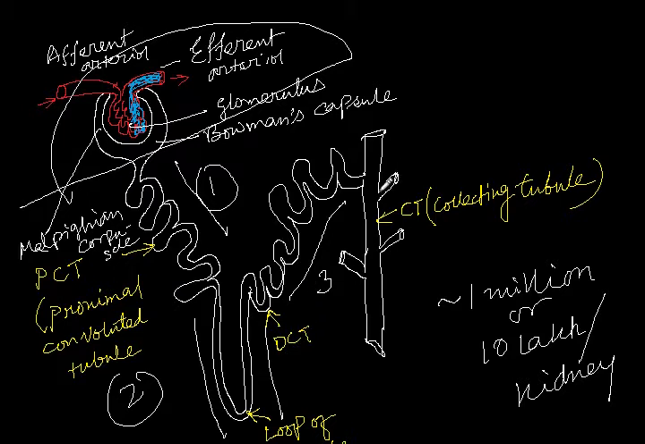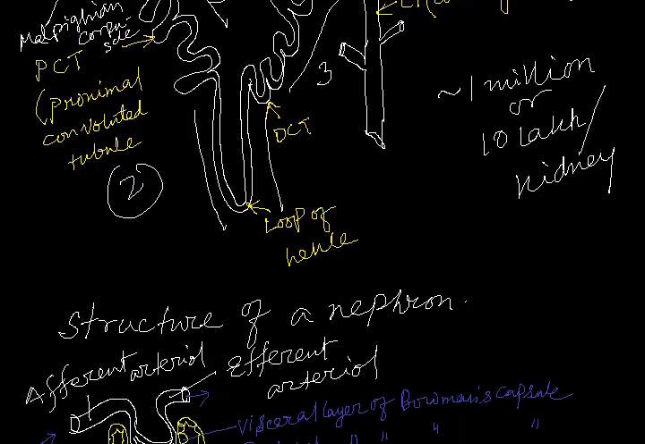The DCT joins with the collecting tubule. The collecting tubule is not actually part of the nephron. Different nephrons join at this structure. That means it is the common structure of different nephrons. It is not a part of a single nephron.